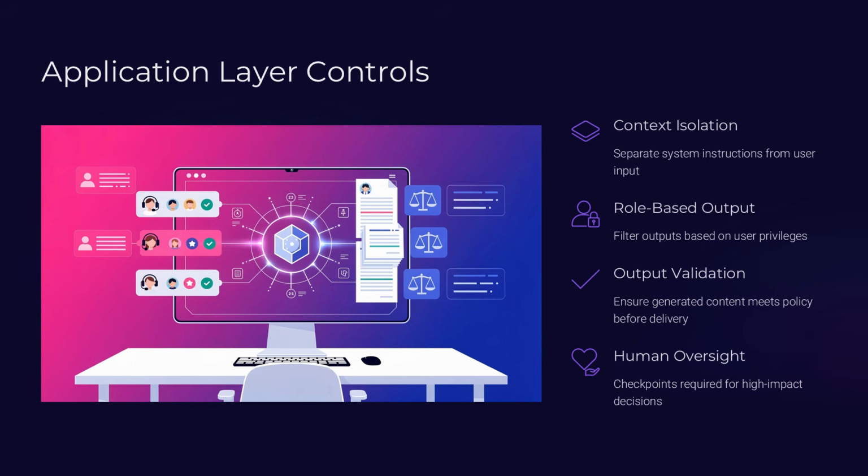Human oversight checkpoints should be embedded for high-impact decisions. Autonomous execution without review may increase risk. You must design applications with the assumption that outputs are not inherently trustworthy. Validation and filtering become essential architectural components.